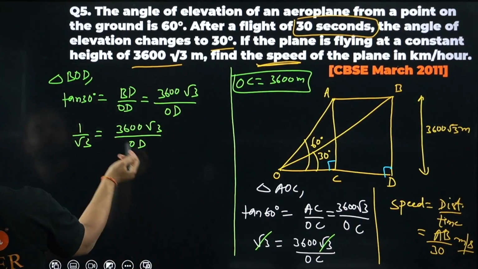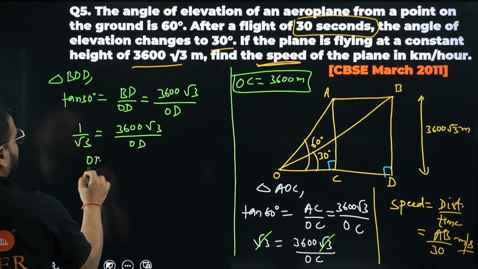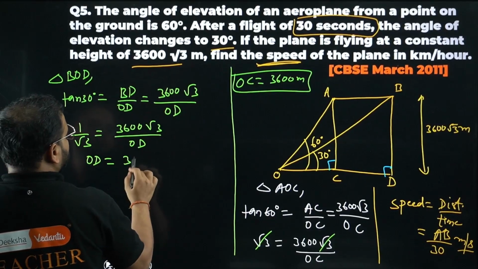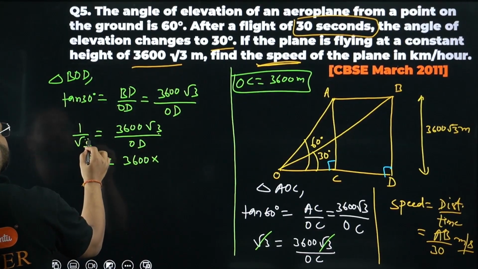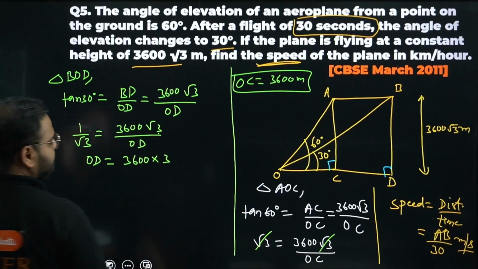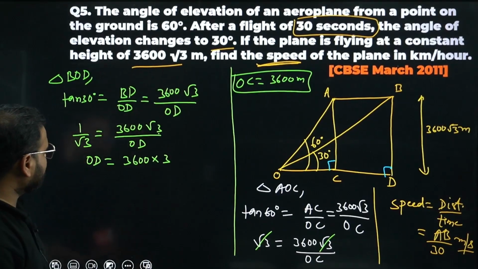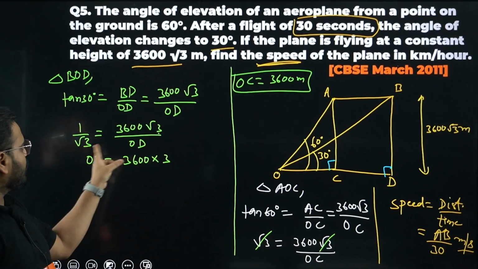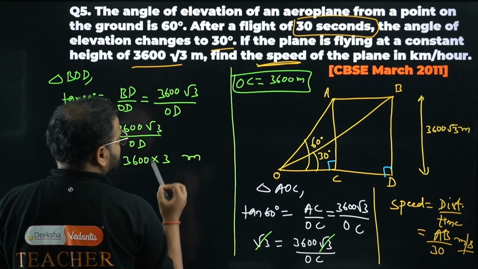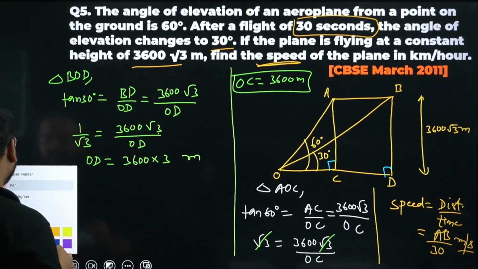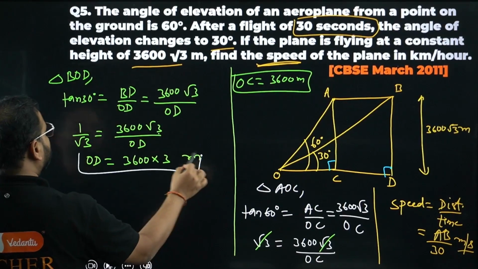Okay, let's do one thing. Cross multiply. I'm getting OD equals, please check, 3600 into root 3 into root 3. Cross multiplication, root 3 times root 3 is simply 3, in meters again. Okay, let me highlight this for you.